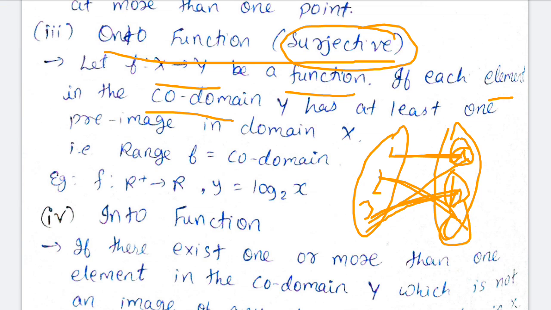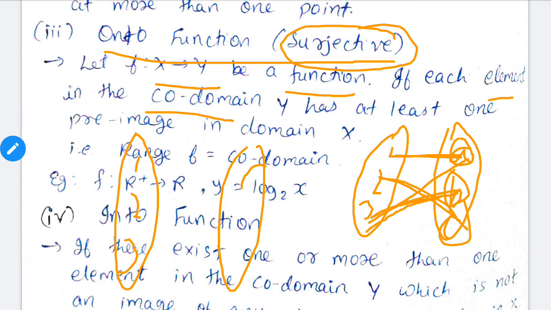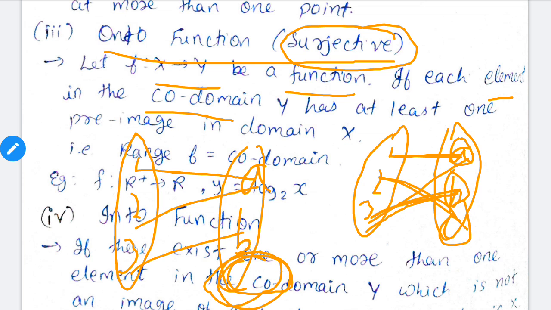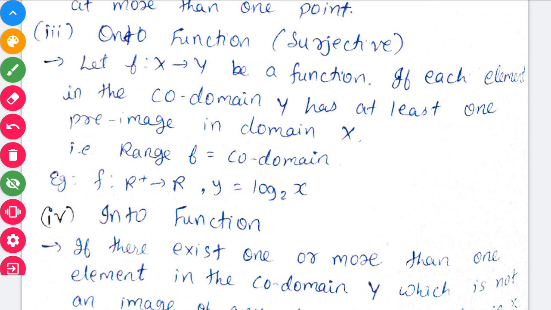When it is not onto, for example, this is 1, 2, 3, and A, B and C. So if I draw A, 1 relation, 2 relation, 3 relation. So here C is left. C is not the image of any element in domain X. This is why C is left. C is not occupied. So it is not onto. If a function is not onto, then comes the concept of into function.